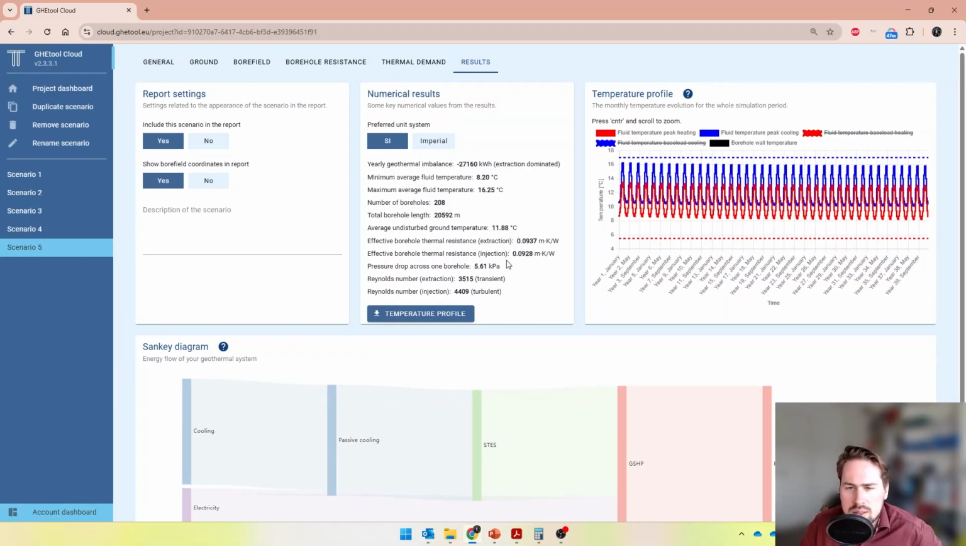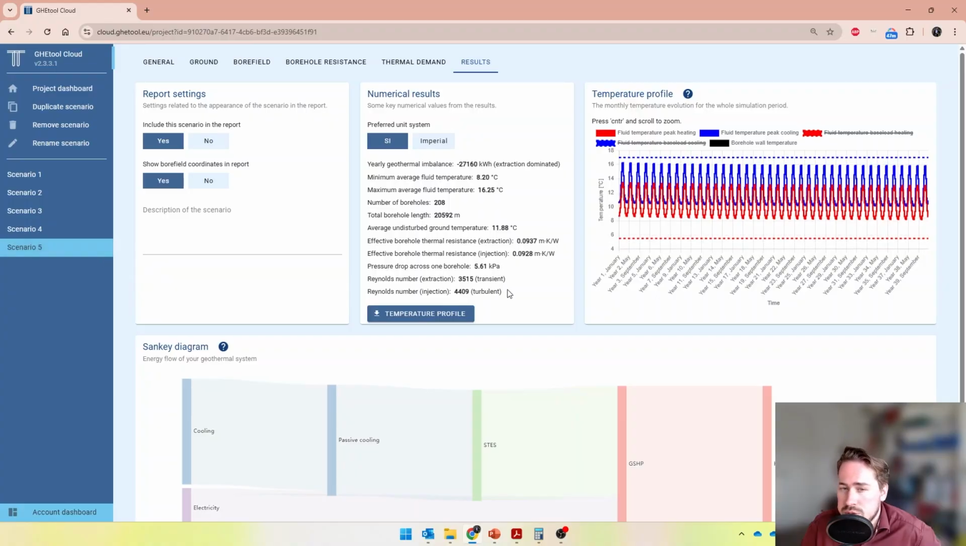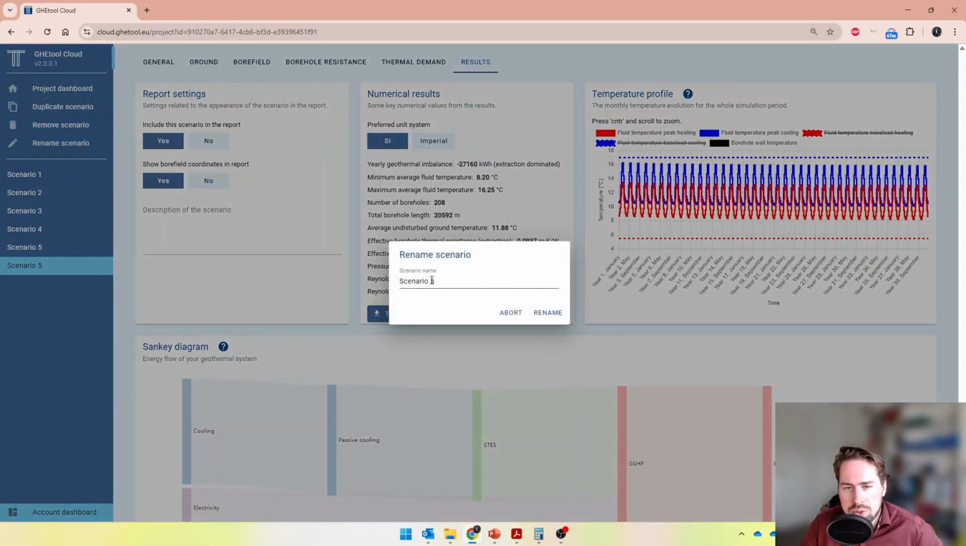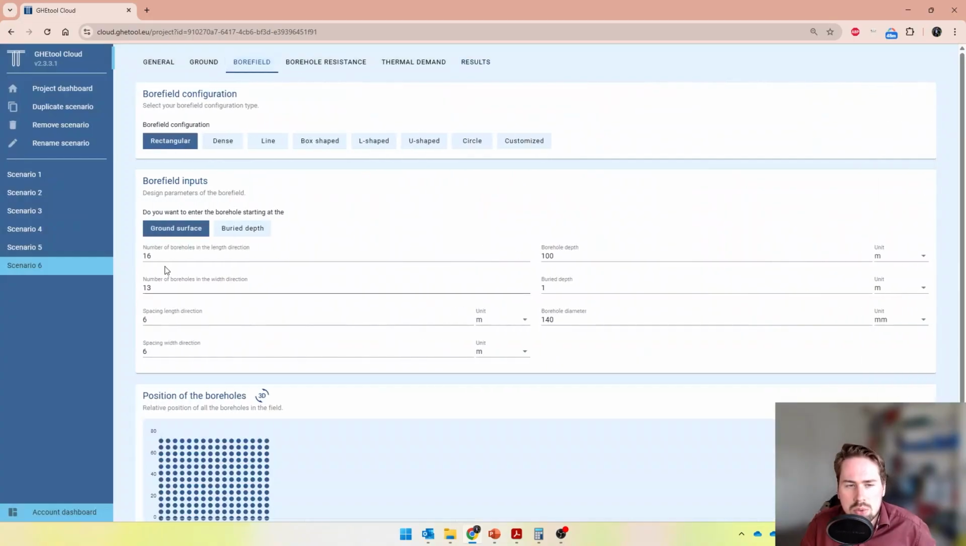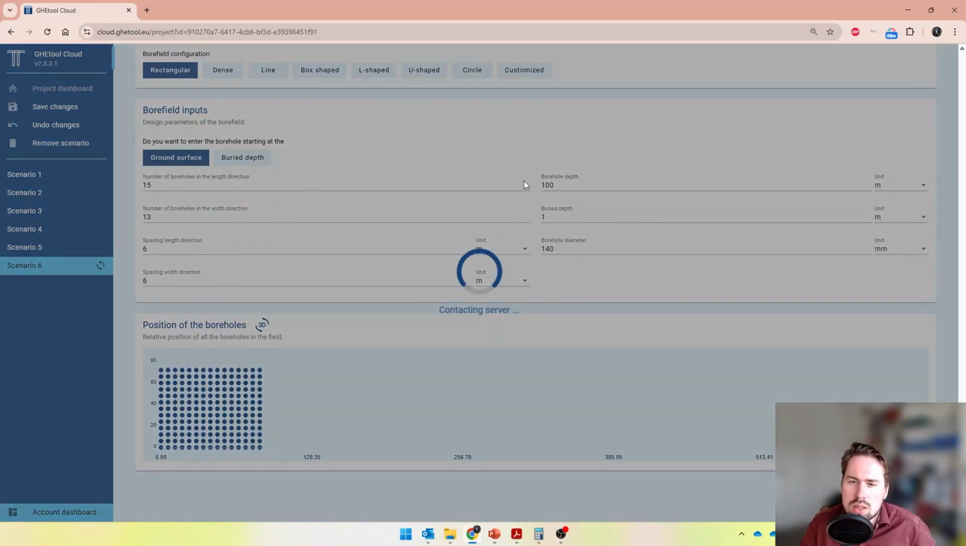One important thing to notice is that our effective borehole thermal resistance has changed dramatically from a laminar case to a transient case in extraction and even turbulent in injection. And also our fluid temperature has dropped due to that. So what we can do is, since we're now working with water, is that we say, well, let's decrease the number of boreholes again. Let's go to 15 perhaps. Let's see where that brings us.